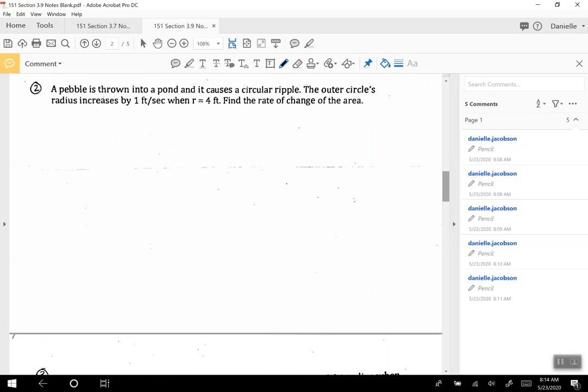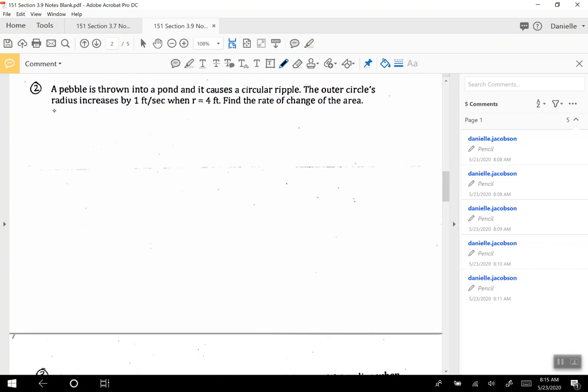All right, so the first related rates example says: a pebble is thrown into a pond and it causes a circular ripple. The outer circle's radius increases by 1 foot per second when r equals 4 feet. Find the rate of change of the area. Okay, so first, let's think through the logic behind this. A pebble is thrown into a pond and it causes a ripple. I think we could all envision that. If you throw a pebble into some body of water, it's going to ripple out in a circular form.